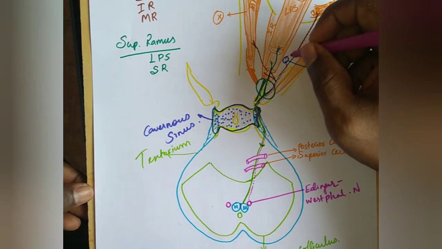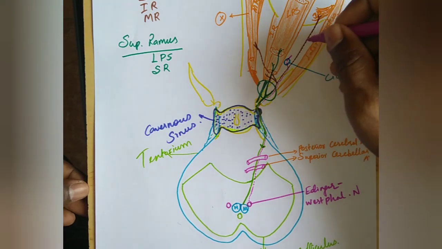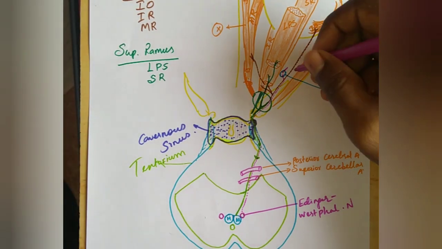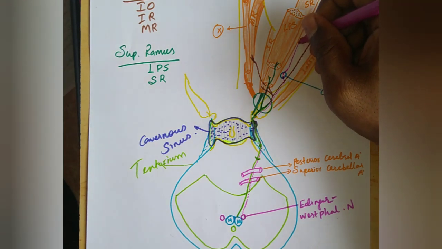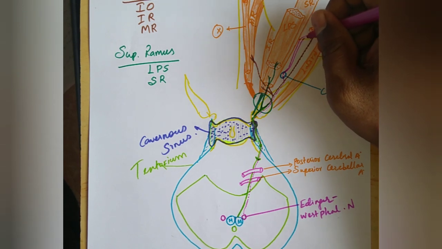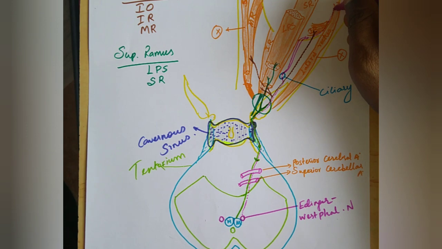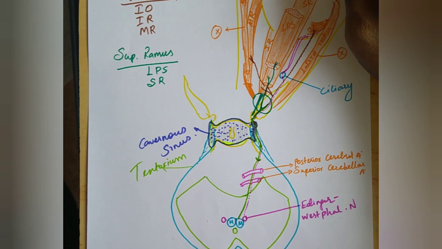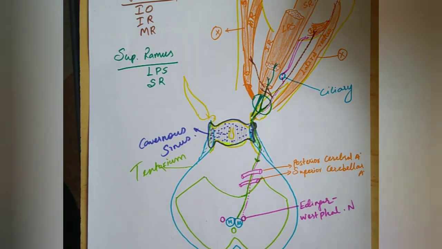Okay, so it is getting relayed in the ciliary ganglia, and from the neurons of the ciliary ganglia, the postganglionic fibers will pass. The postganglionic fibers will pass through the short ciliary nerves. So these are the short ciliary nerves. They pierce the sclera and go beneath the sclera, between the sclera and the choroid, and travel anteriorly to supply the ciliaris and the sphincter pupillae.